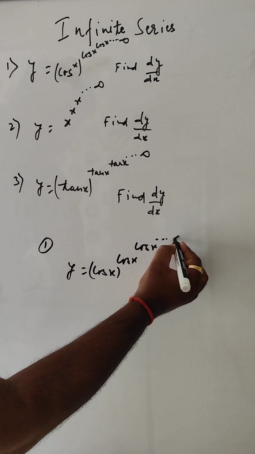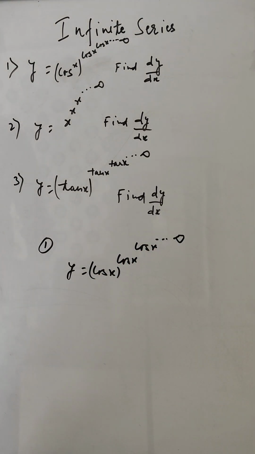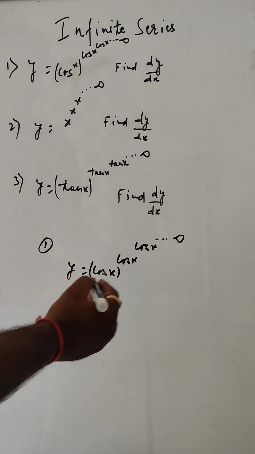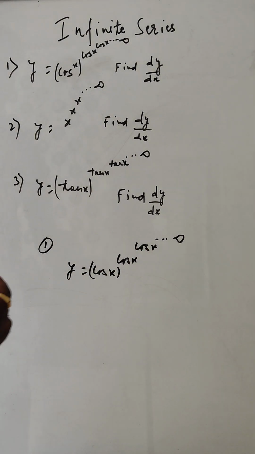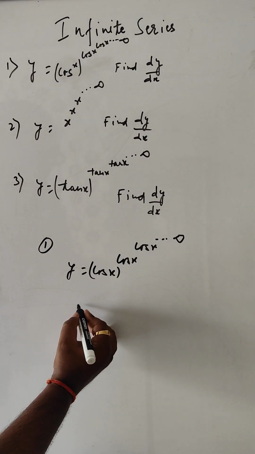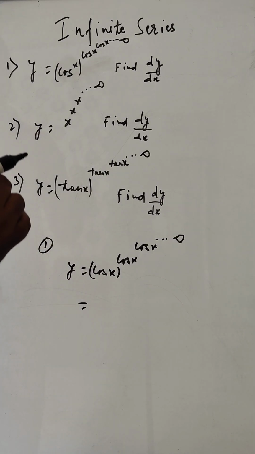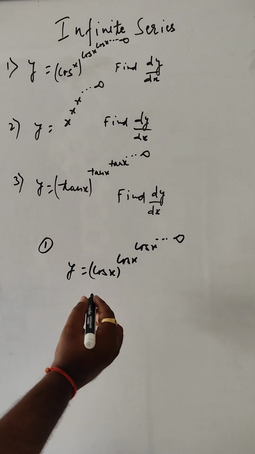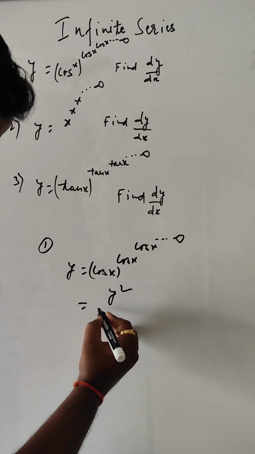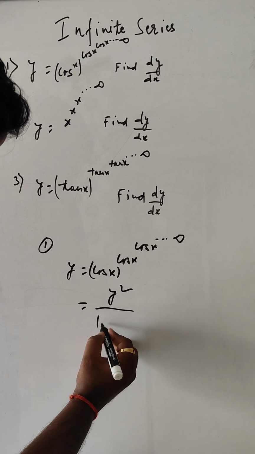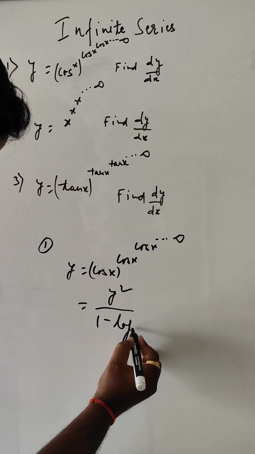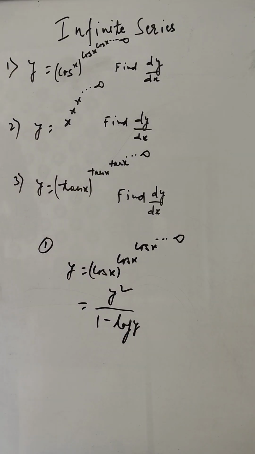like this, to infinity. If something is like this and you want to do the differentiation, in that case we have to remember one formula. That formula is y squared divided by 1 minus log y. So this formula you have to remember.